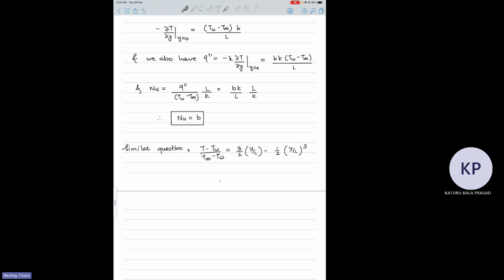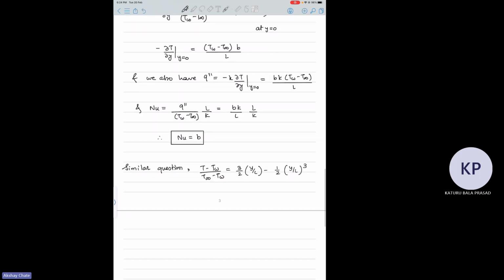We are not going to solve the same thing, because the only thing is this: when you take the gradient del T by del y, this will be your remaining term, and this will go to 0 at y equal to 0. So here basically this 3 by 2 is nothing but your B. So then you will get Nu as equal to 3 by 2. Similarly, I can frame many questions like this, but you get the idea, right? What we are trying to do here.